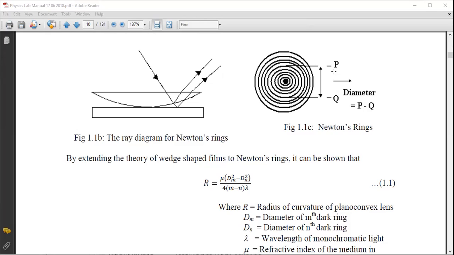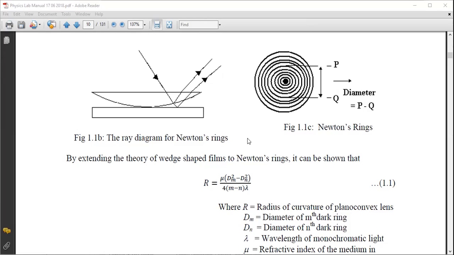Okay, so when we perform the experiment in real, you measure the diameters of different rings, like the first ring, second ring, third ring, fourth ring. You measure on the left hand side and the right hand side and take the average. And you will be doing further calculation.